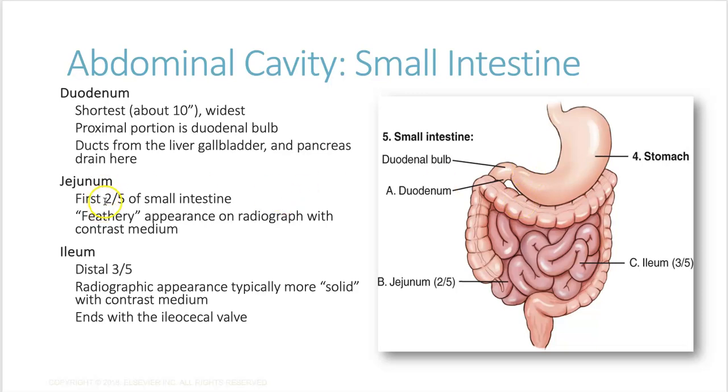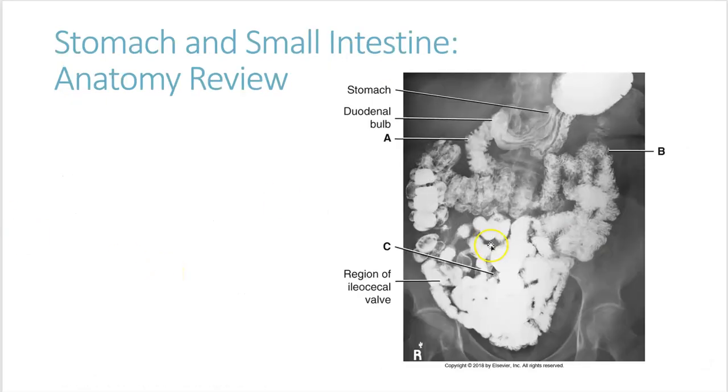Then we have the jejunum. That's 2/5 of the small intestine. We're going to look at how to differentiate between these on an x-ray in a moment too. It has a feathery appearance on a radiograph. Ileum is the distal 3/5, and you can see it has a more solid appearance on a radiograph. So let's take a look.